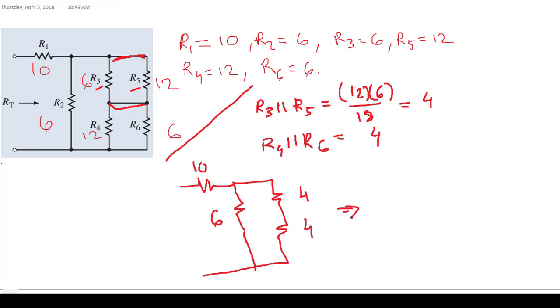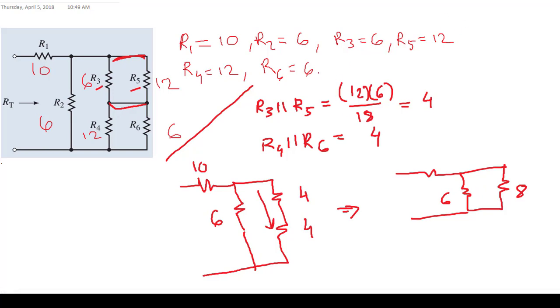And now the two 4s are in series because they have the same current that goes like that. So that is 8, 6, and 10. Now the 8 and 6 are in parallel. Again, one of the mistakes that I saw in some of the work that you submitted is that you consider that this resistance here and this one are in series. That's not true. Again, those are not in series, guys.